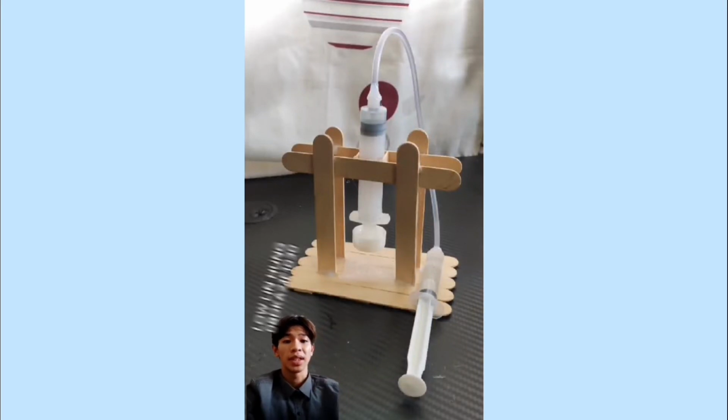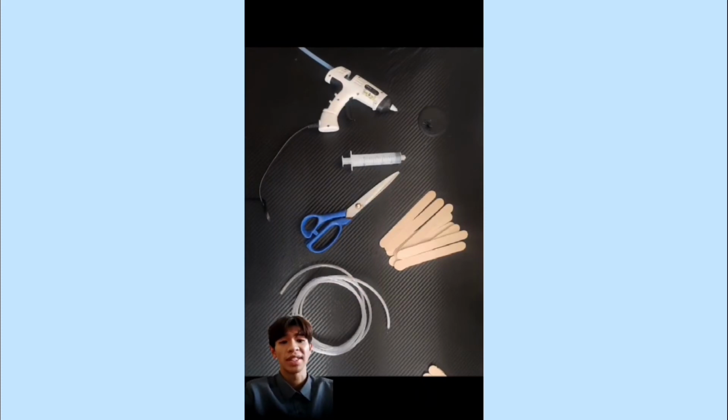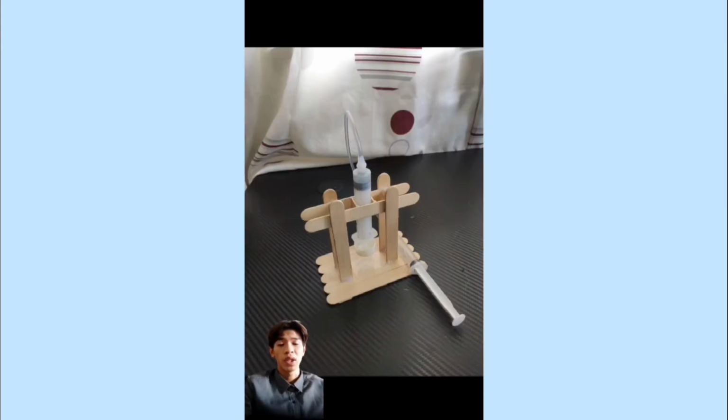Hi guys, my name is Lau, and I'm going to show you how to make the hydraulic press machine step by step. Let's go. For the first step, you need to prepare the main things: ice cream sticks, spring, tube, scissors, and the hot glue gun. The first part we need to do is the support column. This hydraulic press machine has 4 support columns. I use 8 ice cream sticks to make these support columns.